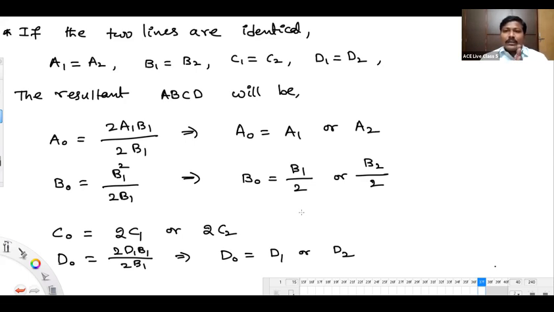Parameter A0 is equal to either A1 or A2. Parameter B0 will be B1 by 2. Parameter C0 is equal to 2C1. Parameter D0 is equal to either D1 or D2. Okay.